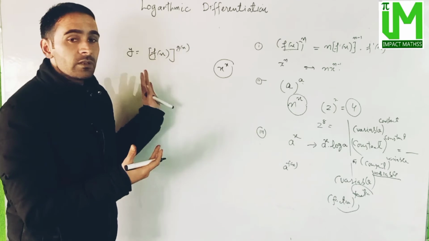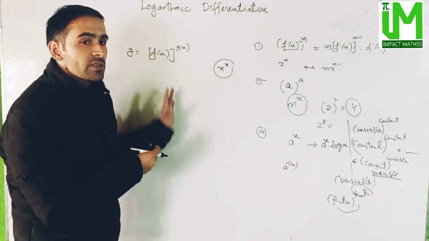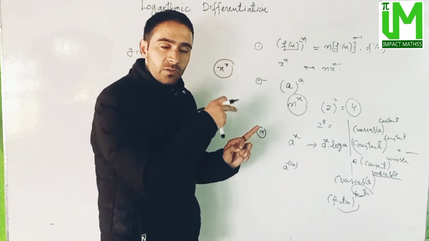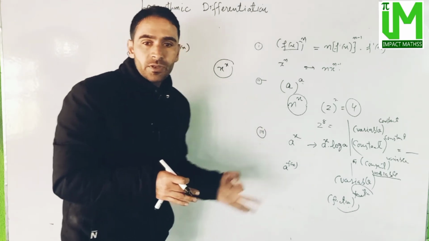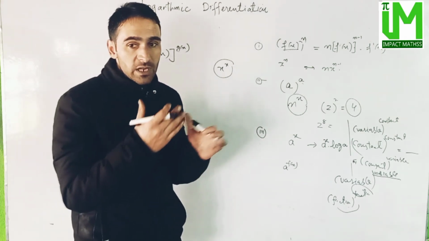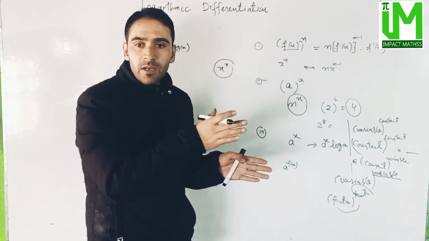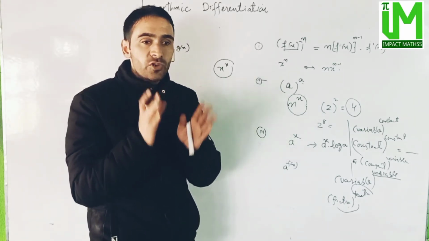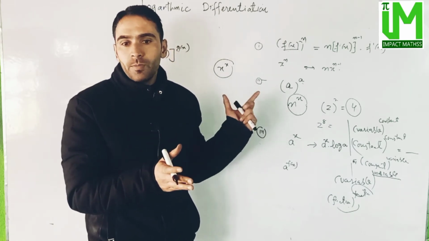If we have to differentiate such a function, in these cases we apply the properties of log. To differentiate such questions we use logarithmic differentiation. Otherwise we would have to calculate using, suppose, the product rule or quotient rule. That procedure is lengthy, so to cut those lengthy calculations we use the properties of log.